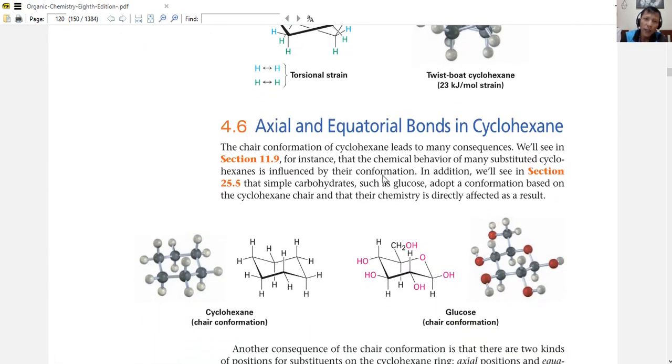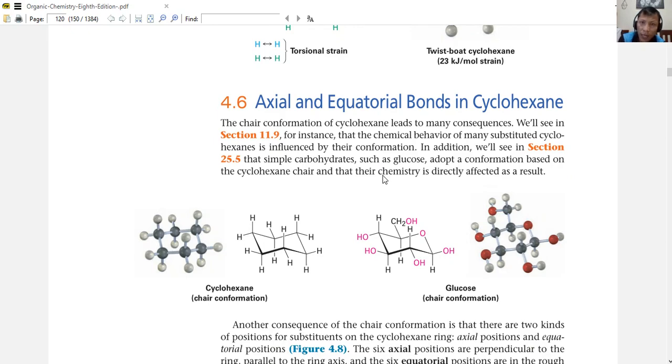And then you have the discussion of axial and equatorial bonds in cyclohexane. So really, that cyclohexane is being explained. How come from the graph it has a zero strain? Because if you know how that happened, then a lot of information can be taken from it and applied to a probably different compound. The chair conformation of cyclohexane leads to many consequences. For instance, anyway, 11.9, we'll not be talking about that. Our only concern as we close the organic chemistry is just nomenclature and reaction mechanisms.